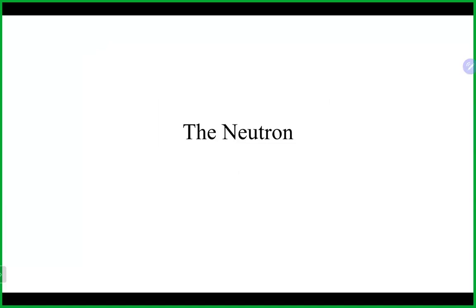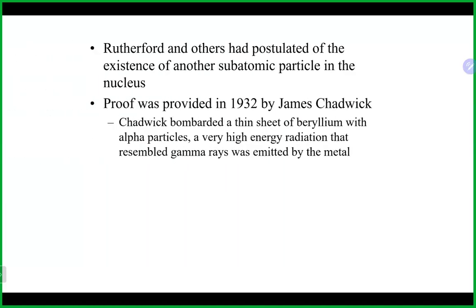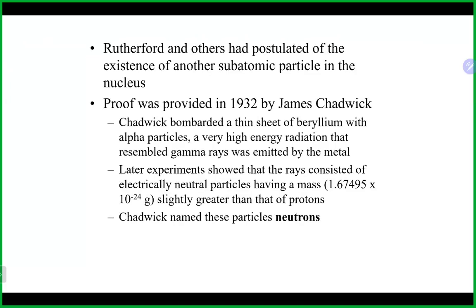nucleus. Now, the neutron. It was always believed that there was some other sort of particle in the nucleus of an atom. And it wasn't until about 1932 that James Chadwick did some experiments. He did a lot of experiments that resembled gamma rays being emitted. And if you remember, gamma rays are pure energy, no charge associated with it. Later experiments showed that these rays did consist of neutrally charged particles, and they are called neutrons.